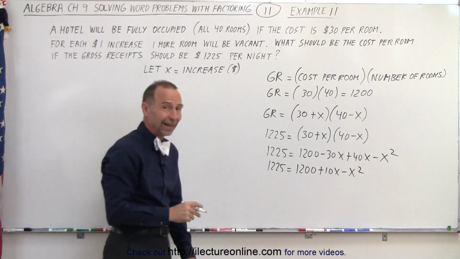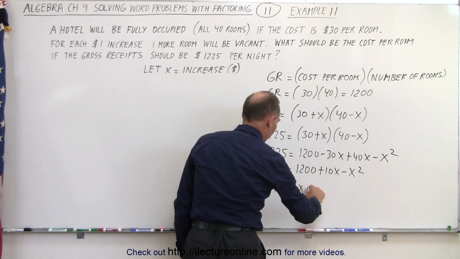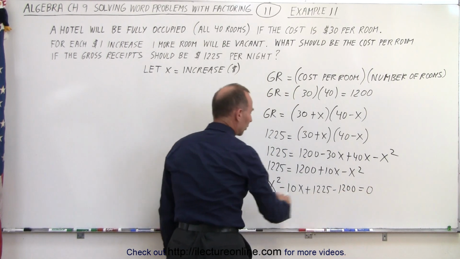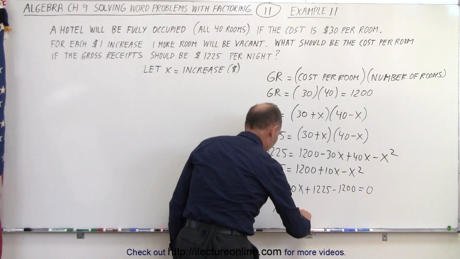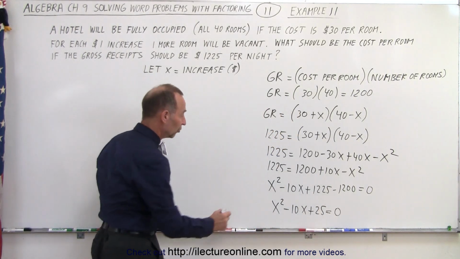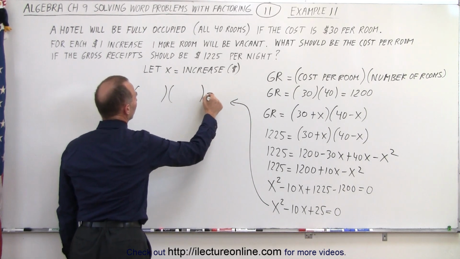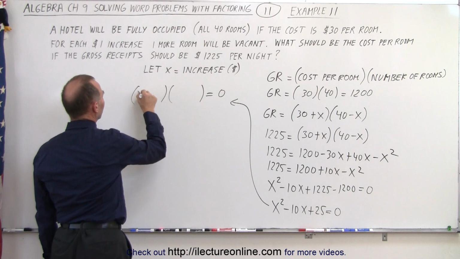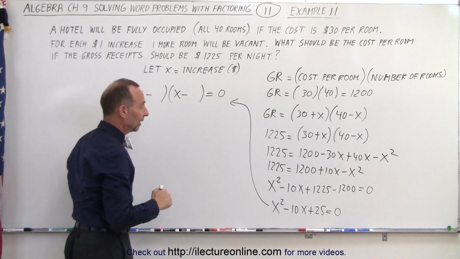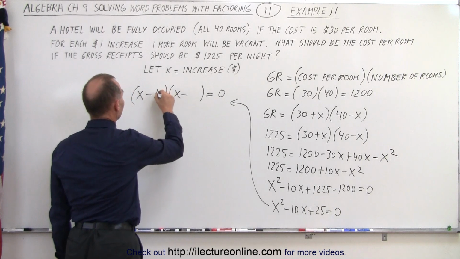Moving everything over to one side, equal to 0, we get X squared minus 10X plus 1,225 minus 1,200 is equal to 0. Combining those like terms, X squared minus 10X plus 25 is equal to 0. Now that one we can solve by factoring. We write this as the product of two binomials, an X and an X. Both need to be negative because the last term is positive and the middle term is negative. Two numbers multiplied to give 25 and added to give 10 are 5 and 5.